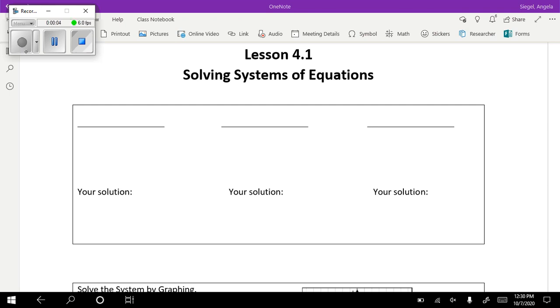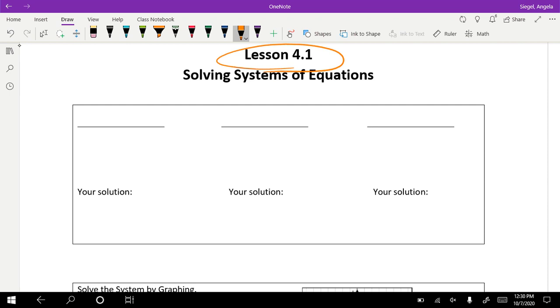Hi guys, welcome to the first lesson in our Unit 3, which is in Chapter 4. And we're going to talk about solving systems of equations. So again, this is nothing new.